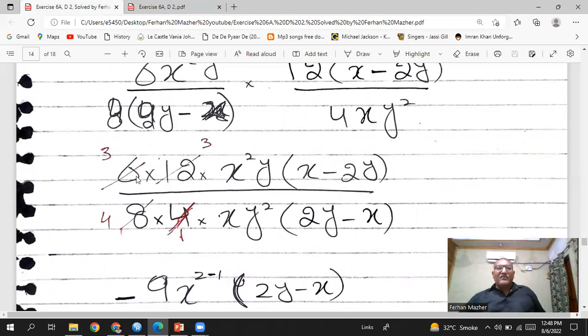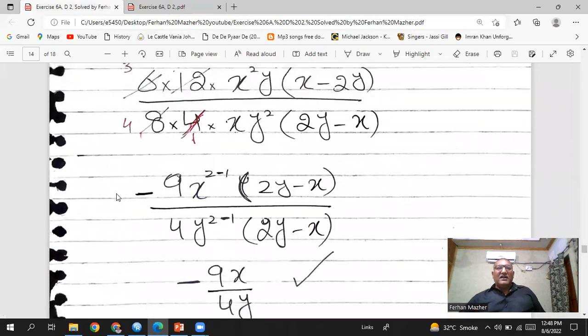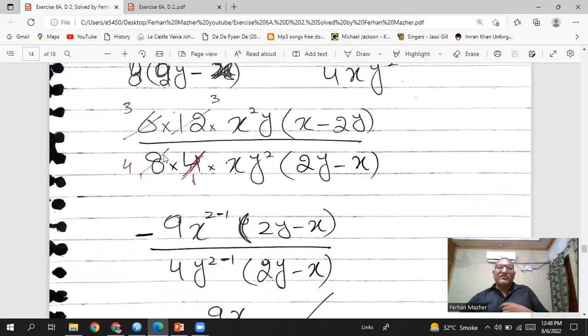So I can take negative common from this bracket, and what will happen when I take the negative common, the signs inside the bracket will change. So this negative 2y will become positive, this positive x will become negative. So I've taken the negative common, plus we have cancelled. Okay, can you see that? Two threes are, two fours are, and four ones are, four threes are. So upstairs you will have 9, and downstairs you are left with the 4.